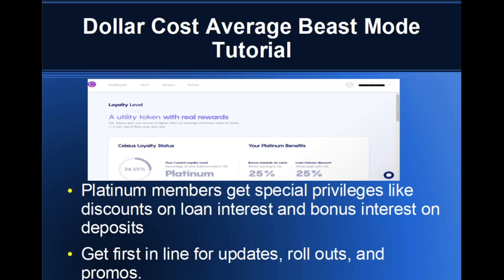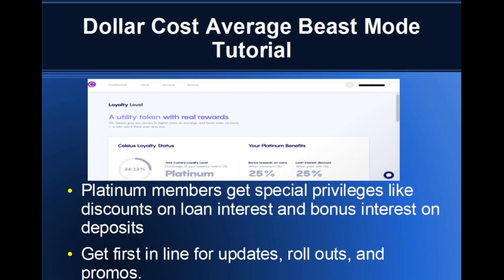And then you're also first in line for updates, rollouts, and promos. So as a Celsius ambassador and a platinum member, they're going to roll out things like swaps, credit cards, and other promo codes that I can give out that I'll be first in line for. So those are some of the things.